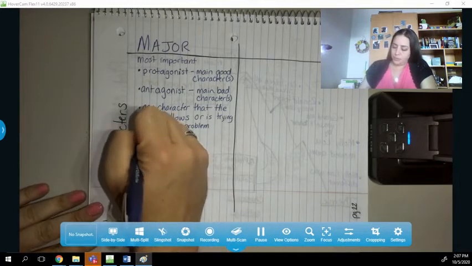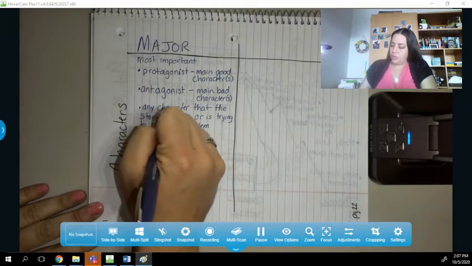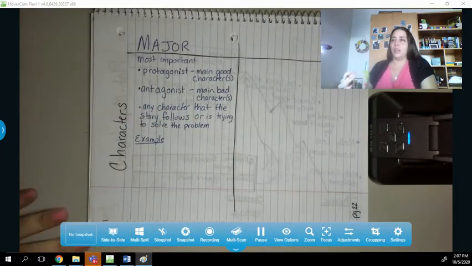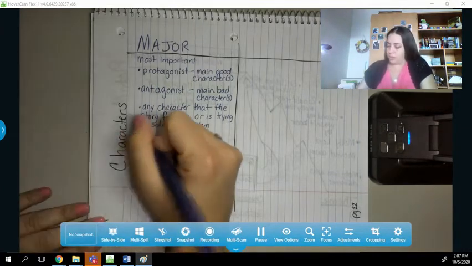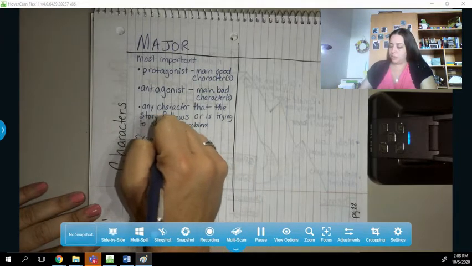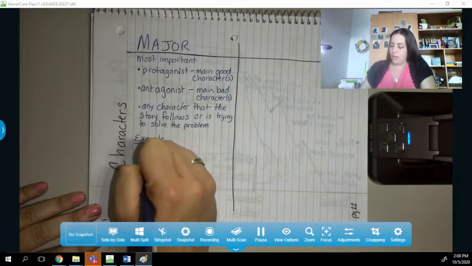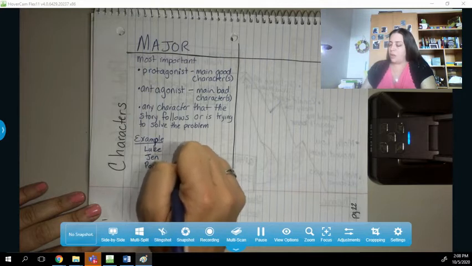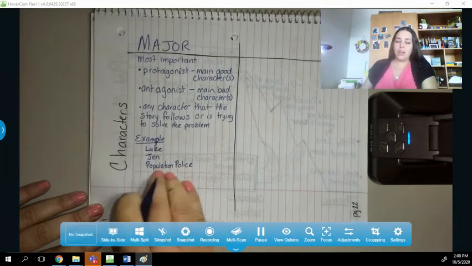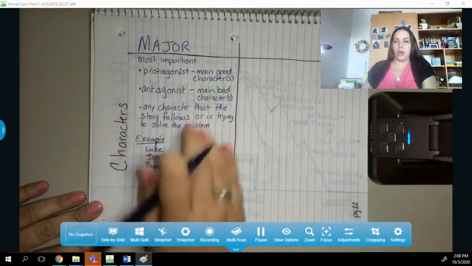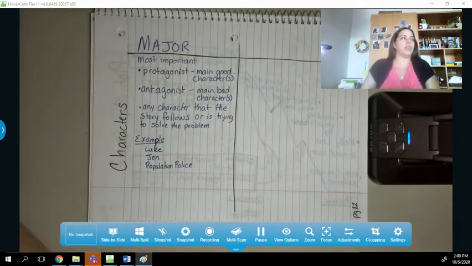For example, and we're going to use our example from our story, Among the Hidden. Sorry, almost forgot what book we were reading. So our example would be Luke or Jen, and even the population police. We don't really see the population police in the story. We don't really get introduced to them, but they're the main bad characters. They're the main antagonists, the people that Luke and Jen are trying to fight against, is that population police right there. Okay, so those are our major characters.